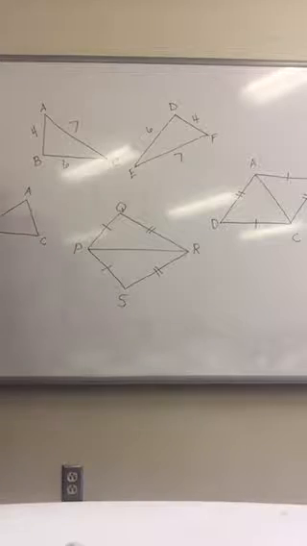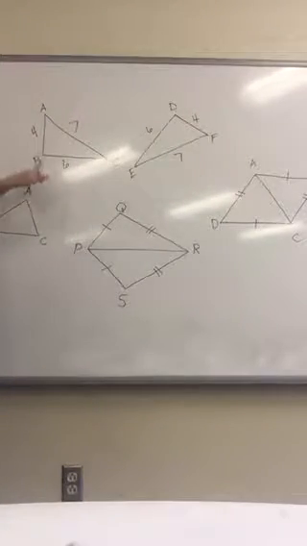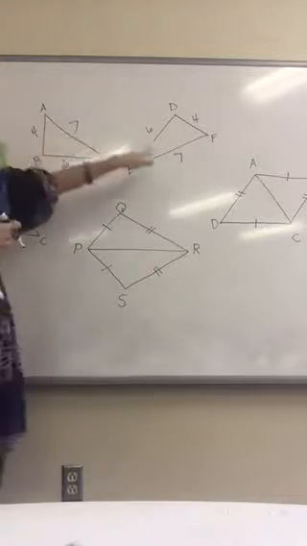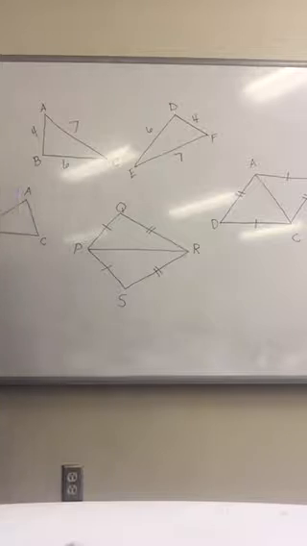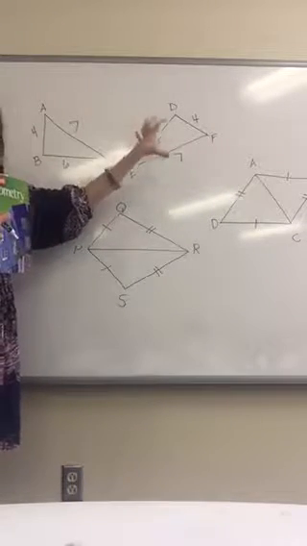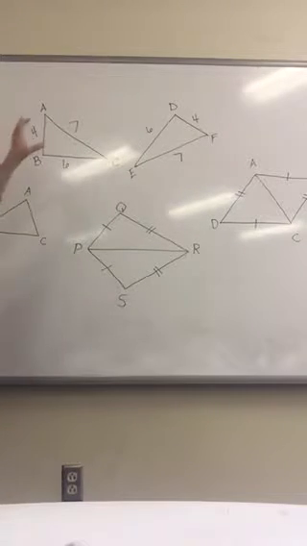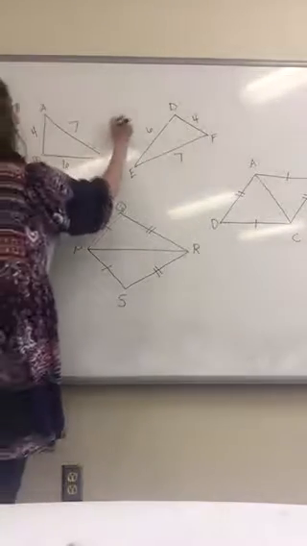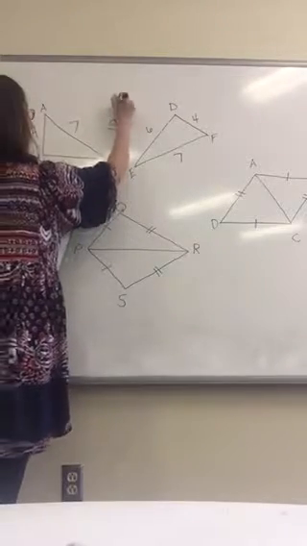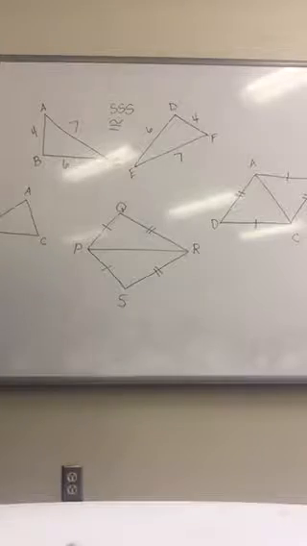Okay, so we can see that AB is congruent to DF because both of them are 4. We can see that BC is congruent to DE, both are 6, and AC is congruent to EF, both of them are 7. We have shown that all 3 sides of this triangle are congruent to 3 sides of this triangle, and therefore we have proven that these 2 triangles are congruent based on the side, side, side postulate. So that's all that we need.